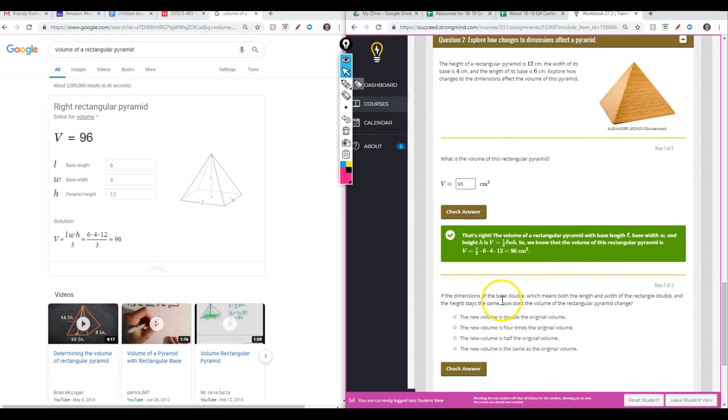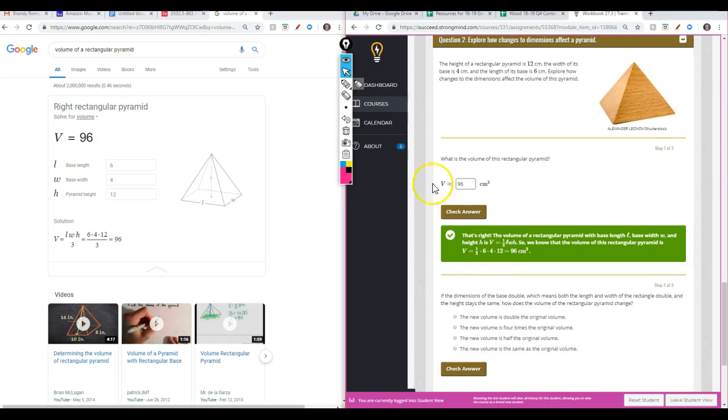If the dimensions of the base doubled, which means both the length and the width of the rectangle double, and the height stays the same, how does this volume of the rectangular pyramid change? The new volume is double the original volume. The new volume is 4 times the original volume. The new volume is half the original volume, and the new volume is the same as the original volume.